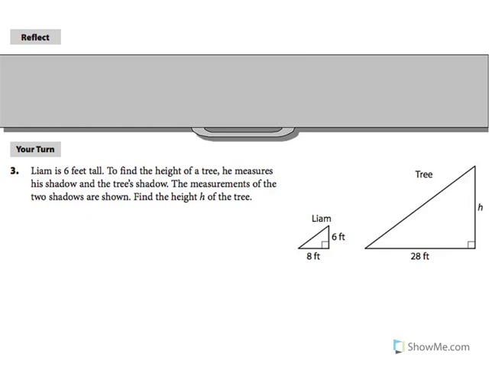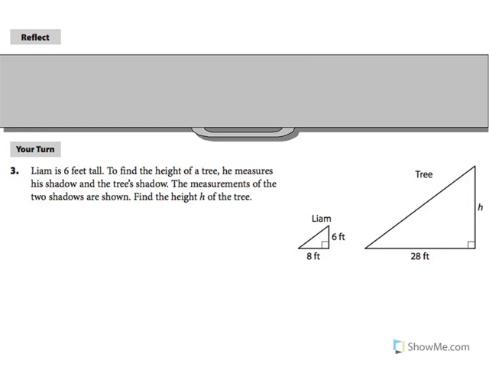Okay, so now for number 3, your turn. Liam is 6 feet tall. To find the height of a tree, he measured his shadow and the tree's shadow. The measurements of the two shadows are shown. Find the height of the tree.